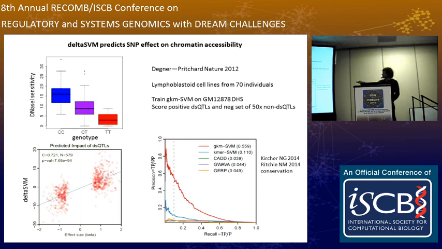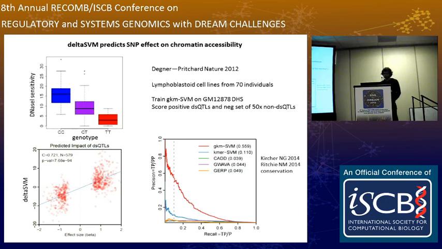Right? So the CC is very accessible, TT is inaccessible. This was done on a set of 70 individuals in lymphoblasts, so the genotype varies across that set of individuals. When we compare our predicted score to their effect size beta, which is the slope of that line, we get good agreement, a good correlation between our prediction and their measurement. But this is an easy test, right? Because it's only scoring basically the sign of the change.